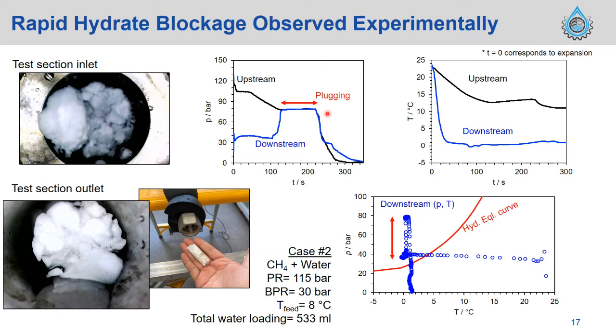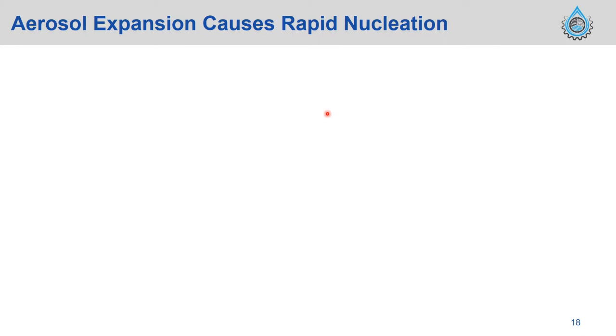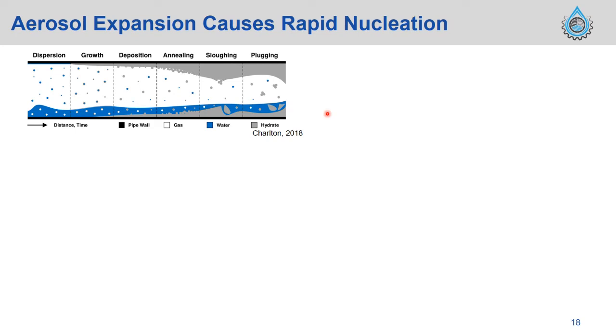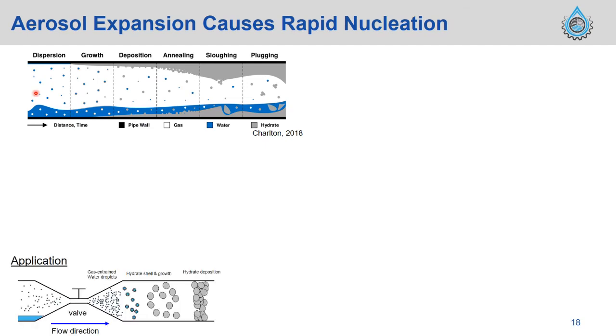So how does this hydrate blockage occur so rapidly? I want to find the reason from the aerosol, which is about the interfacial area. This is the flow regime from Tom, and I'd like to focus on the entrained water droplet in a gas phase. When I apply this to our JT scenario, with the atomizer and the expansion, we can have gas-entrained water droplets, tiny droplets here, which go to a hydrate shell, and at the end make a deposition.